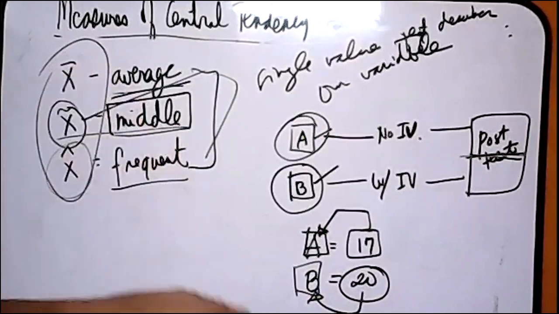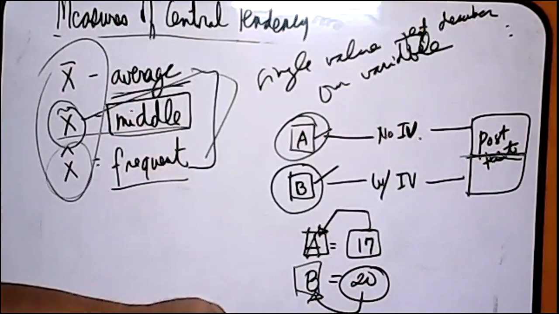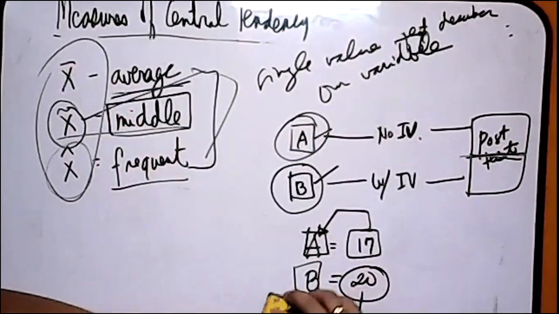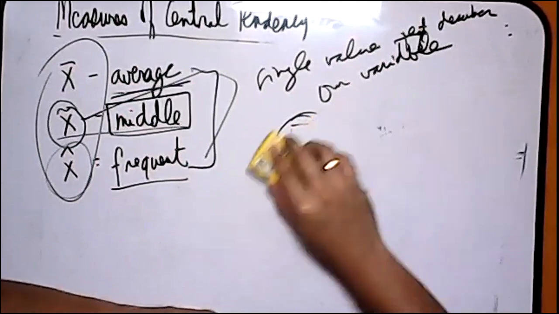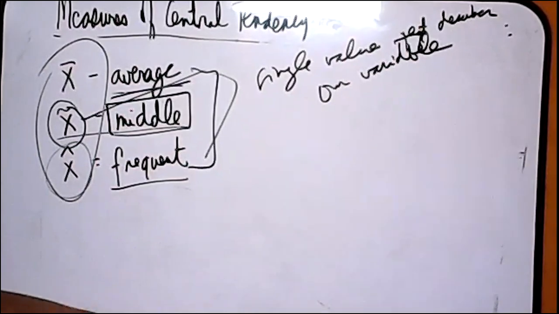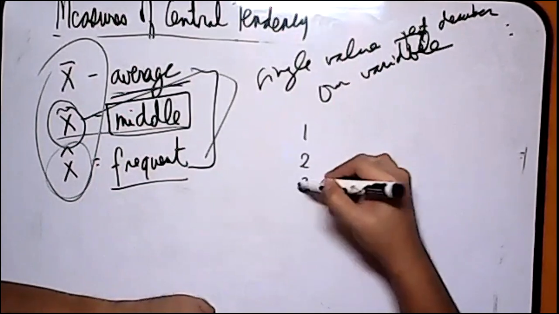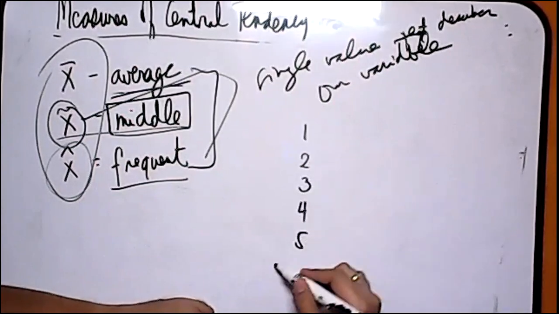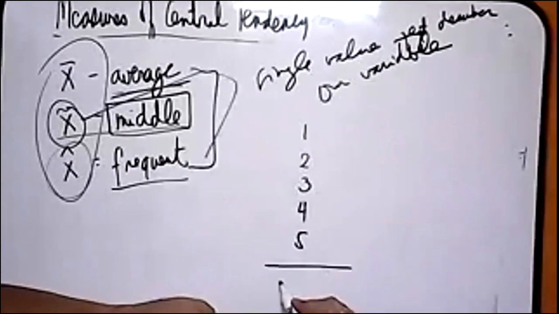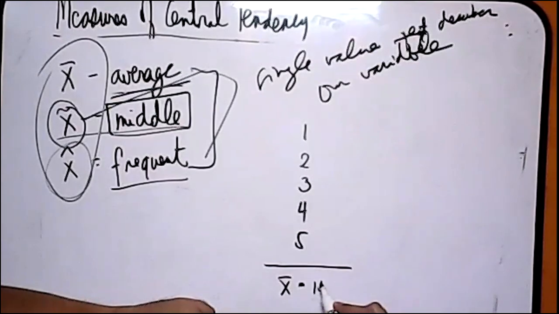So those are the measures of central tendency. Again, it's a single value that describes our variable. A demonstration of that is like this. For example, say we have values 1, 2, 3, 4, and 5. If we get the mean of 1, 2, 3, 4, and 5, we get 15 divided by 5. We get 3.